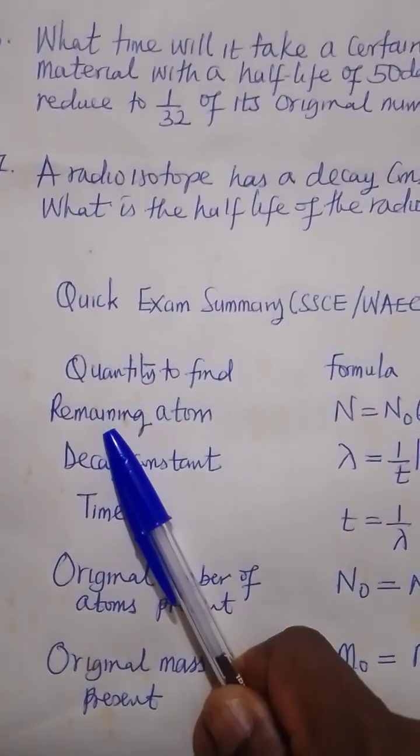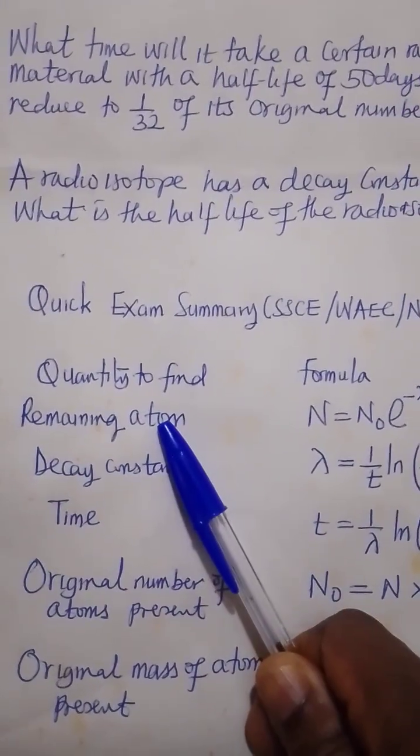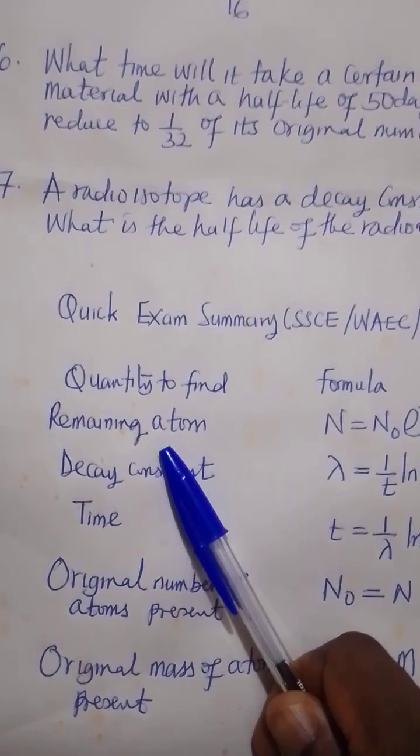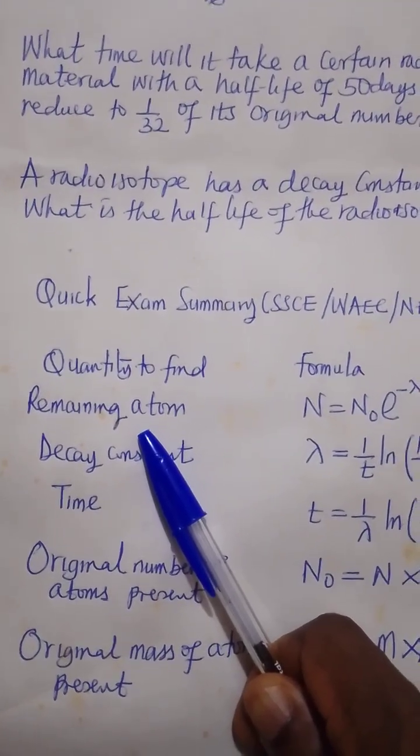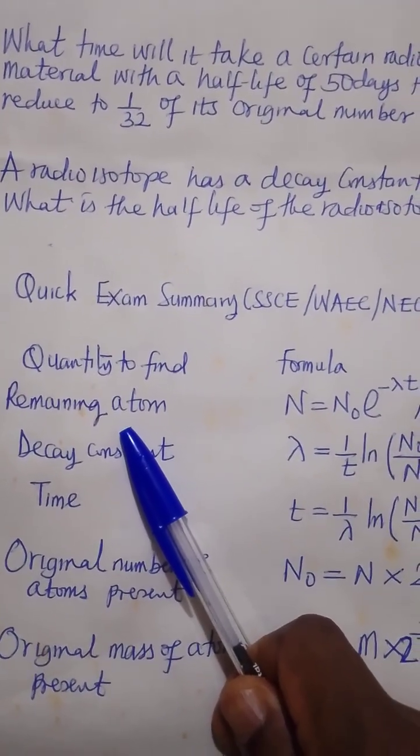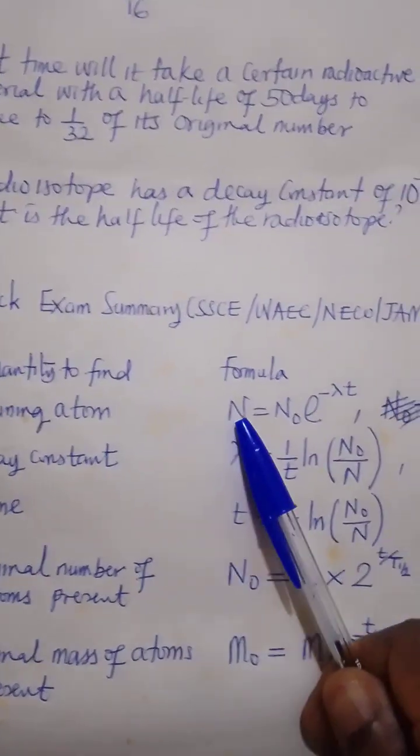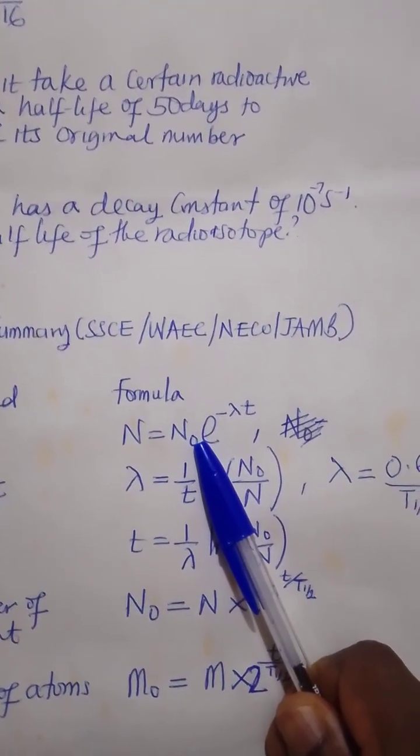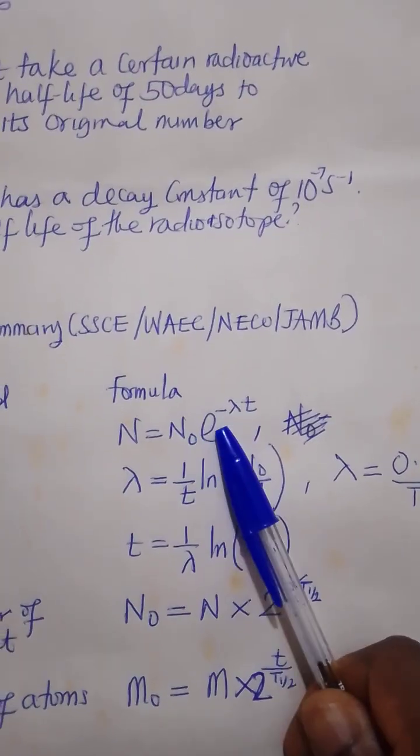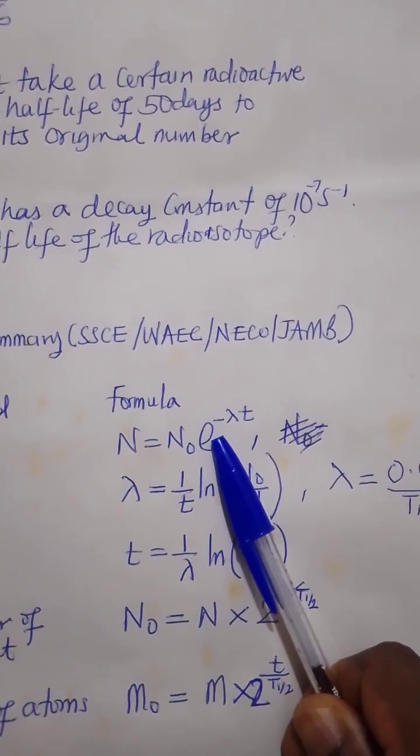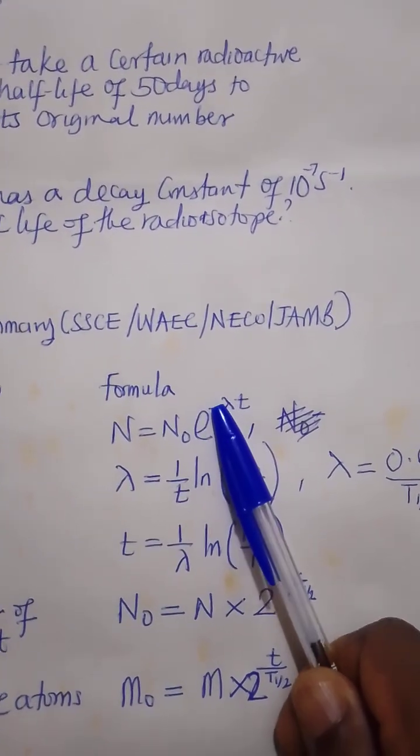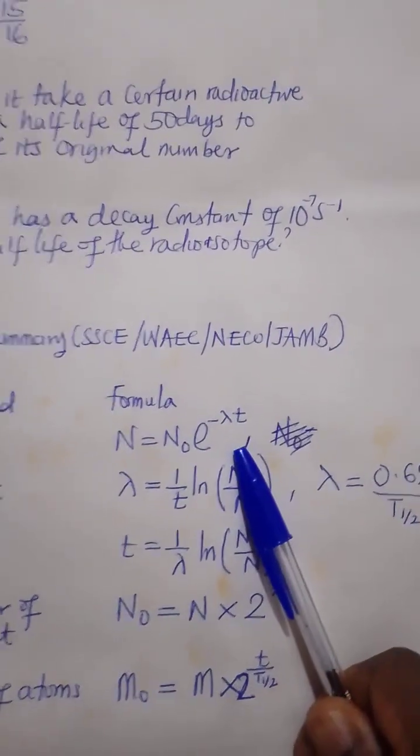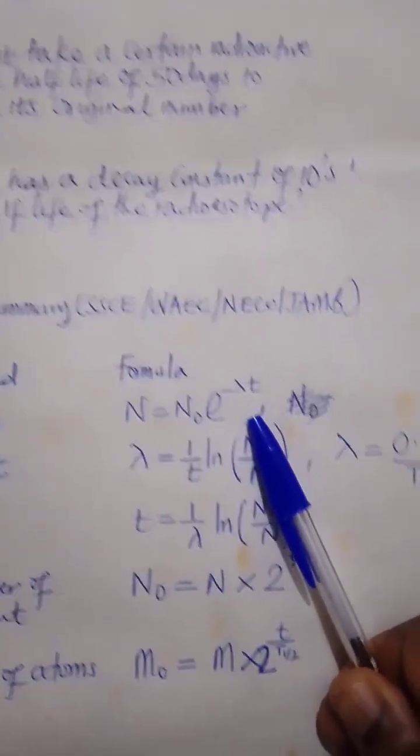If you're told to find the remaining atom, that is, number of atoms after decay or disintegration, you will use the formula N equal to N naught e raised to power minus lambda t, where e is the base of natural logarithm. We defined these terms in our previous lecture.